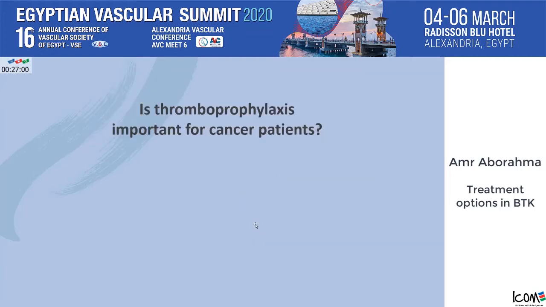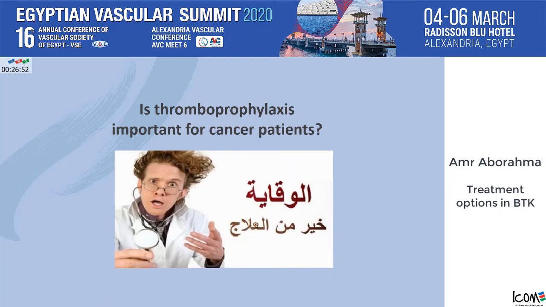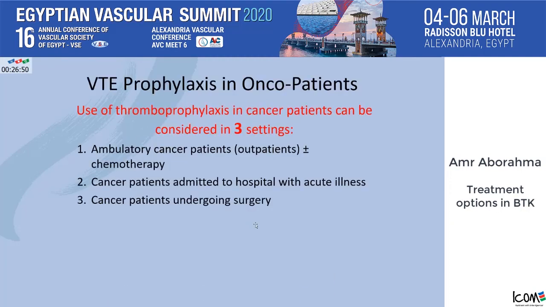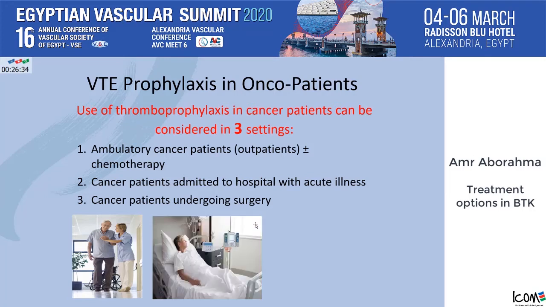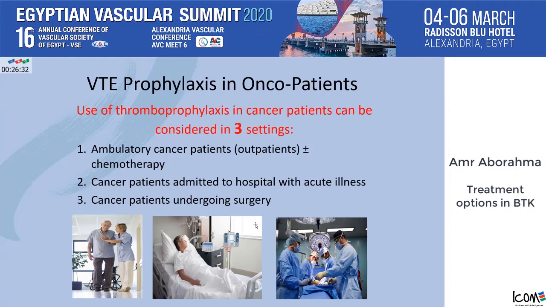The first question, is thromboprophylaxis important for cancer patients? I think this does not need a guideline to answer. Of course, it is important. But the use of thromboprophylaxis in cancer patients can be considered in 3 settings. First, the ambulatory cancer patient, with or without chemotherapy. Then, if the cancer patient was admitted to the hospital with acute illness. Then, if this cancer patient is undergoing surgery.